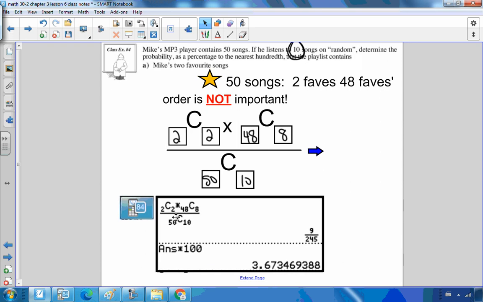So I can put that into my calculator. I get a fraction. I want it as a percent, so I times by 100. So the probability to the nearest hundredth will be 3.67%. So an almost 4% chance of that happening.